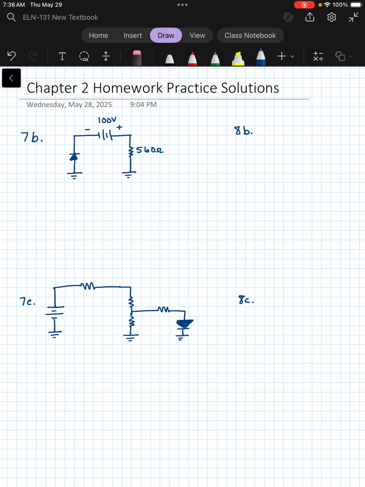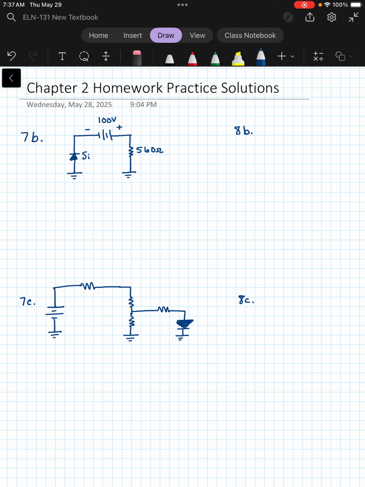together. So 7b asks you to determine whether the silicon diode in the circuit is forward biased or reverse biased. So this is our silicon diode, and as we can see, you need to determine the direction of current and where the positive terminal is versus where the negative terminal is of your voltage source, and just whatever the voltages are at those different points.